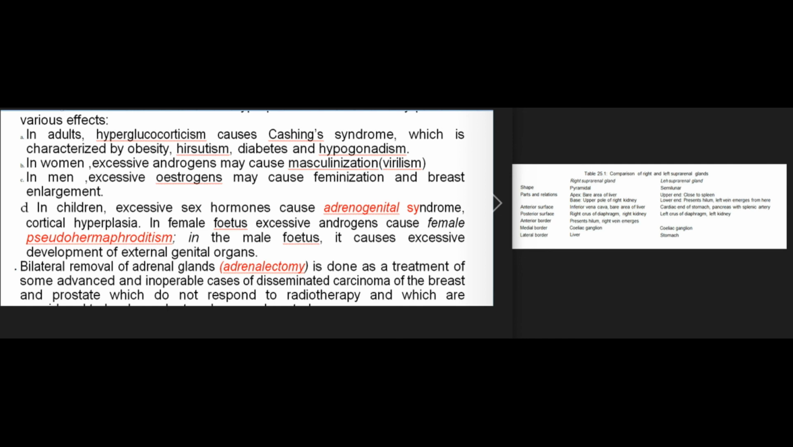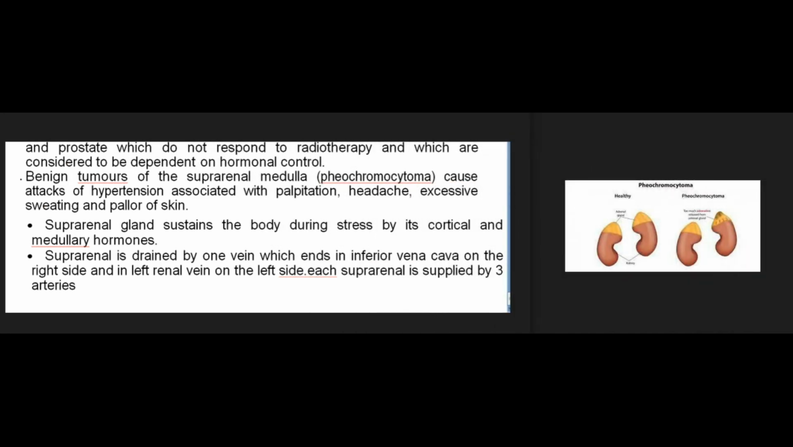In women, excessive androgens may cause masculinization, virilism. In men, excessive oestrogens may cause feminization and breast enlargement. In children, excessive sex hormones cause adrenogenital syndrome, cortical hyperplasia. In female foetus, excessive androgens cause female pseudohermaphroditism. In the male foetus, it causes excessive development of external genital organs.